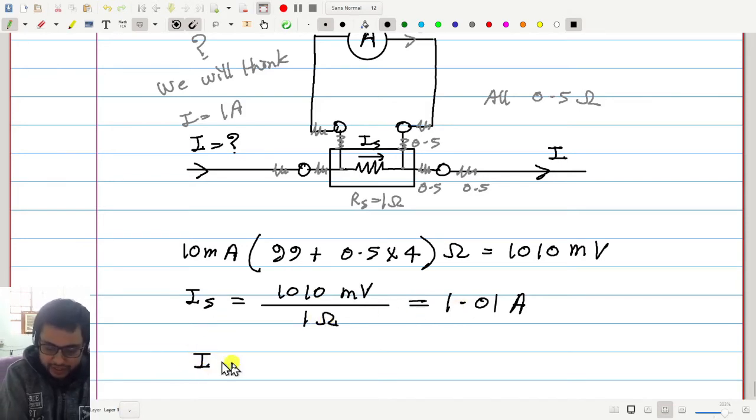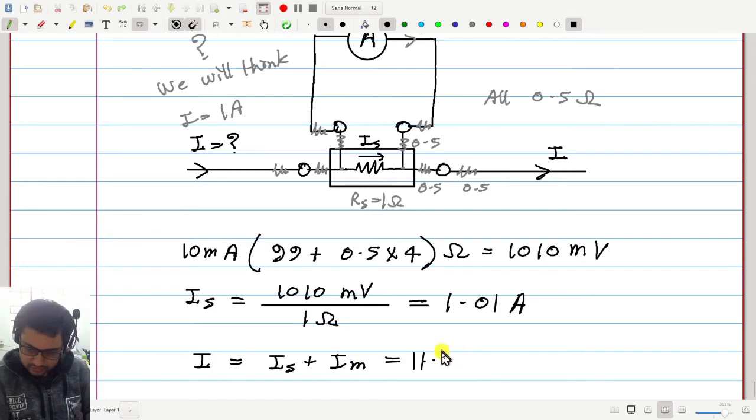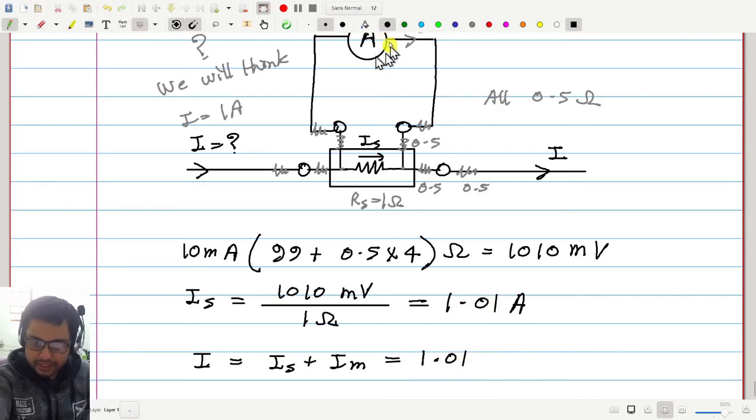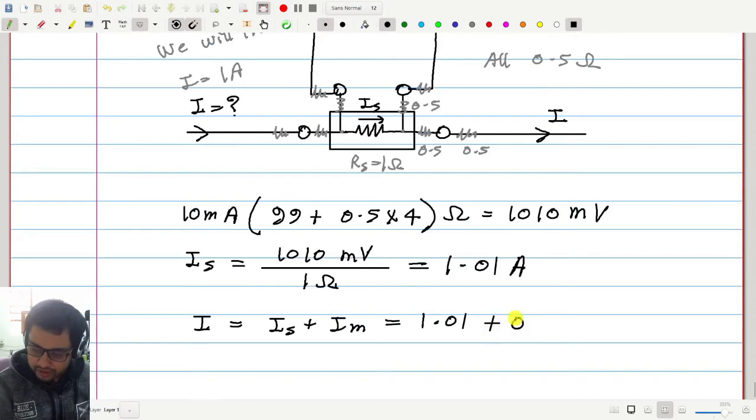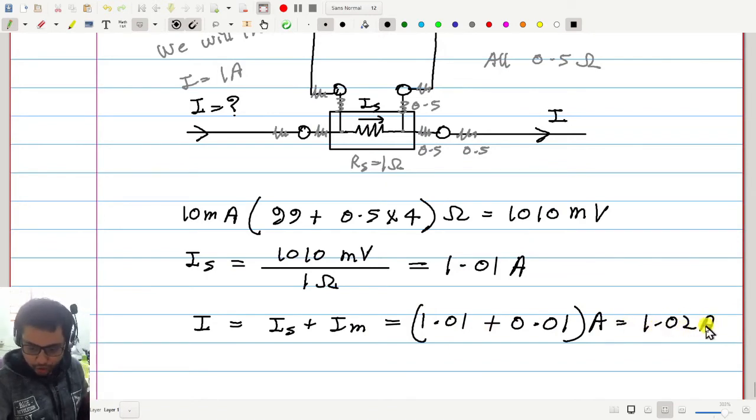Now I is equal to Is plus Im. That will be 1.01, this value, plus here 10 milliampere. 10 milliampere means 0.01 ampere, so that is 1.02 ampere if I have not made any mistake. But one thing is for sure, that this is quite close to 1 ampere.